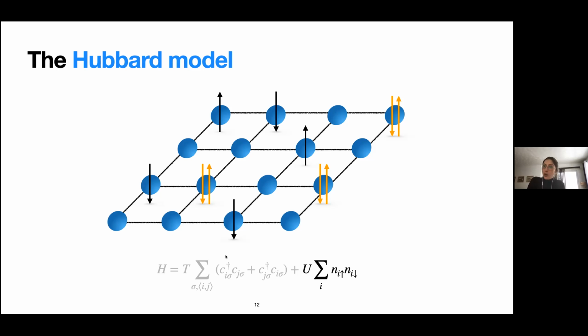In this model, a parameter that is kind of important is the ratio between U and T. Because when you have only one part of this Hamiltonian, it's easier to solve. But when you have a competition between the two parts of the Hamiltonian, it makes it harder.